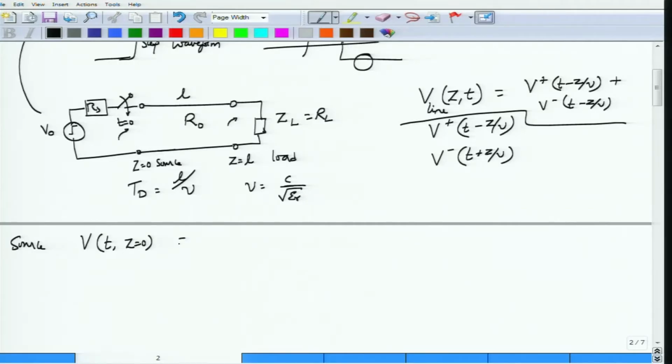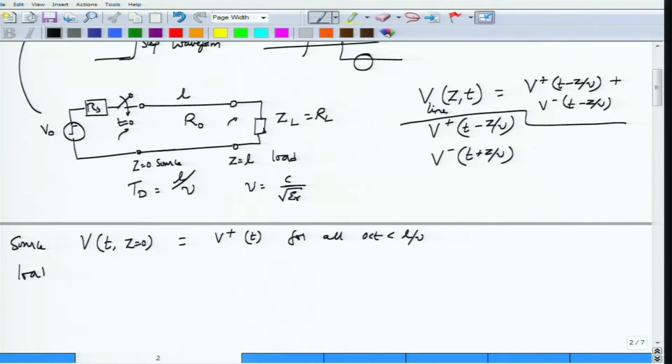Okay, so the source voltage is basically given by V plus of t for all t such that this is less than L by V. Actually it would be up to 2L by V, but let's not go there again. So at the source side, for the time delay, the source voltage will be equal to only V plus of t. This would only be the forward voltage, there is nothing changing out there.